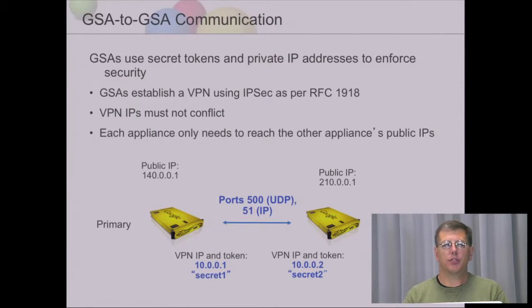This is how distributed crawling and serving works in your network architecture. The GSAs will use a secret token and a private IP network to set up and establish a VPN tunnel. We're going to need to use port 500 for UDP and port 51 for IP traffic, and there will be private IP addresses assigned to each GSA. Each GSA will need to see only the public IP address of each GSA.